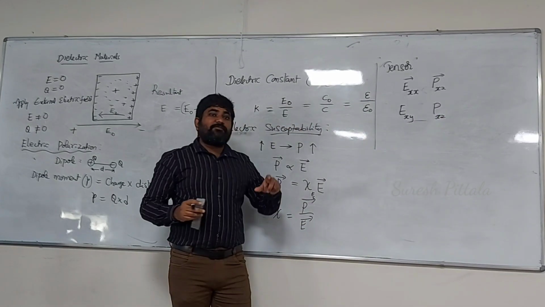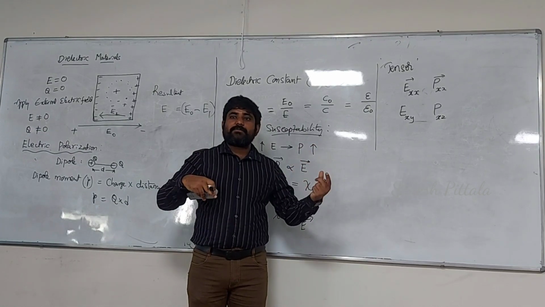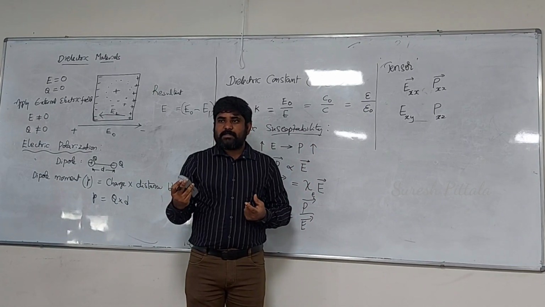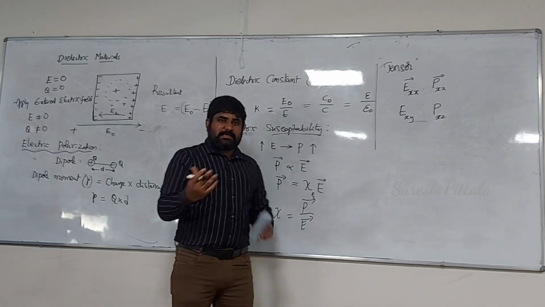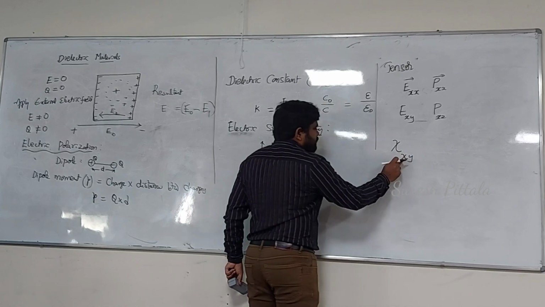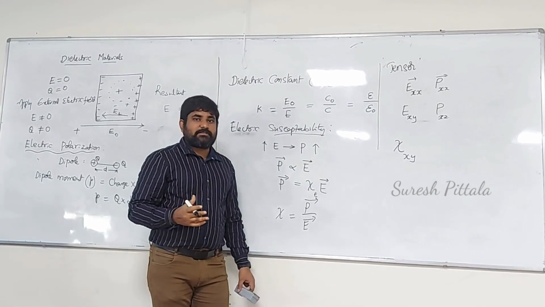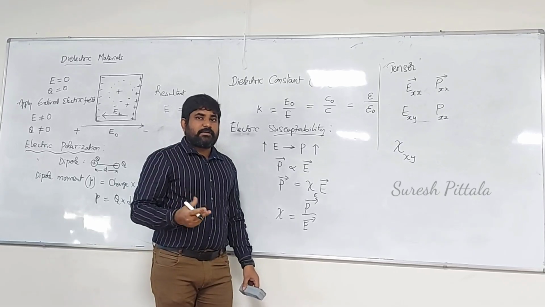You apply electric field, first term always denotes application. Second term, in what direction you are measuring. When I say it is chi xy, let us say my chi is xy. What I am saying is, okay, you applied electric field in x direction and polarization is in y direction. So measuring polarization in y direction.